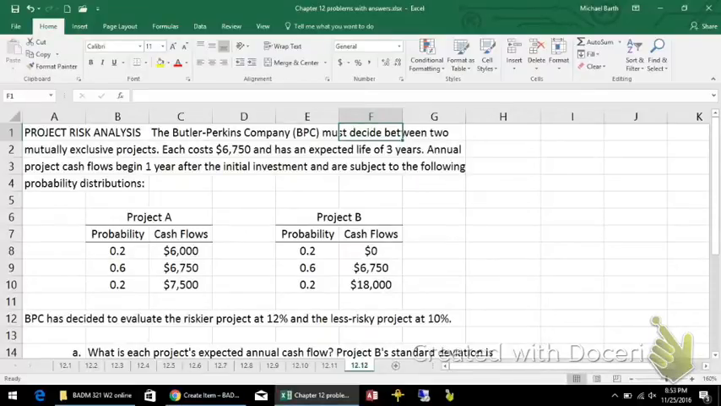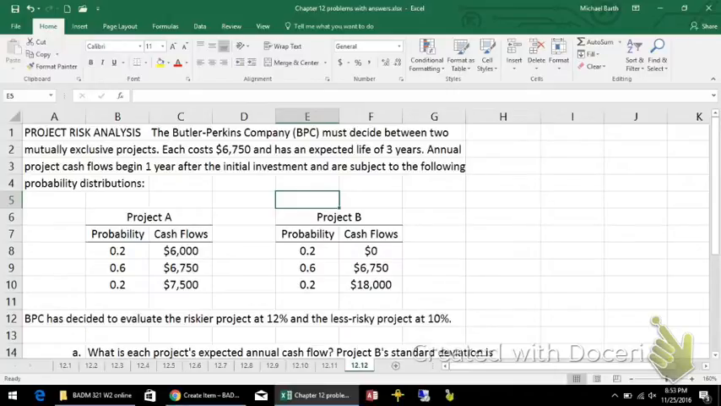This is problem 12.12 from chapter 12, Brigham and Houston, Fundamentals of Financial Management, Concise 9th edition. I'm not sure why I'm doing this problem, but what the hey, I like gratuitous, stupid arithmetic. Butler Perkins Company is trying to decide between two mutually exclusive projects.